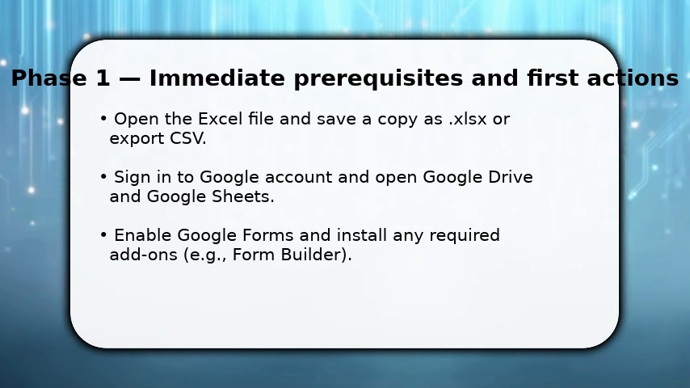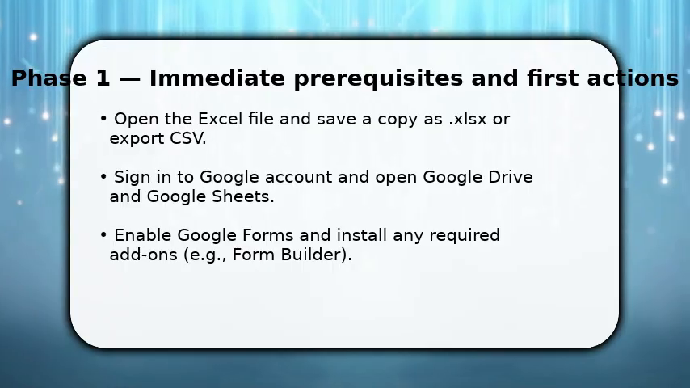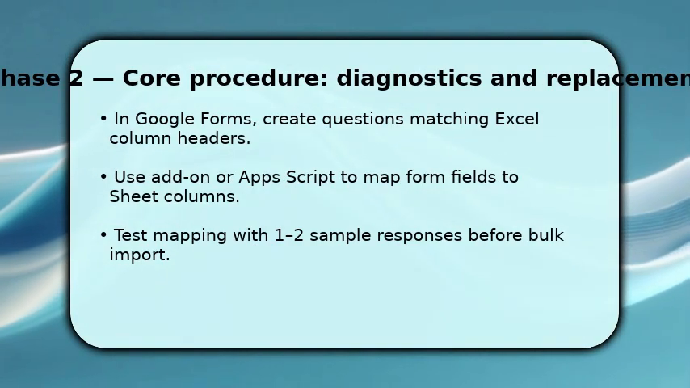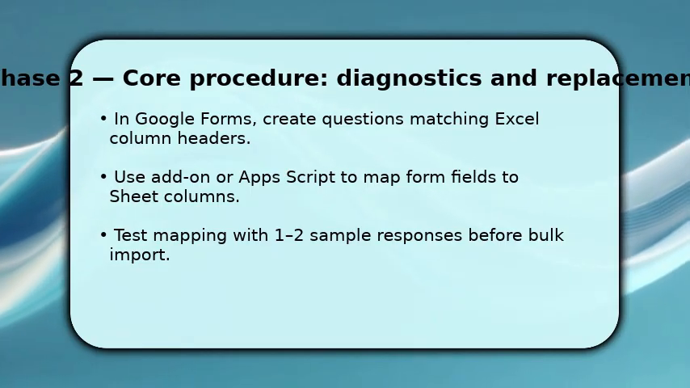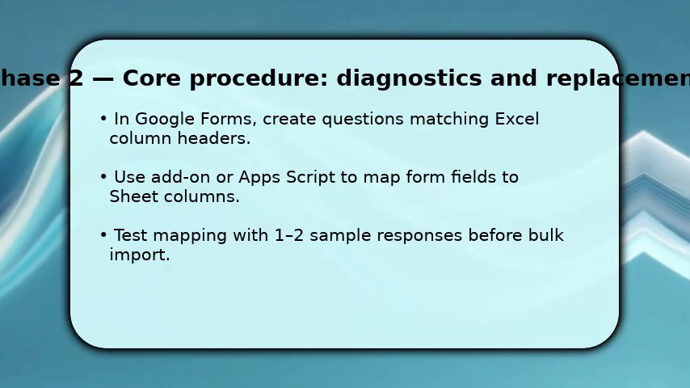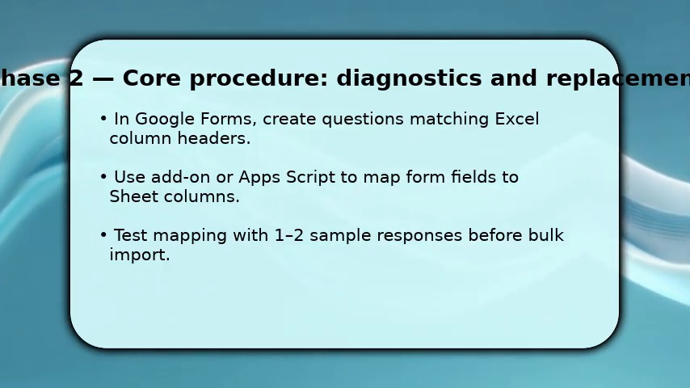Now you build the form and link fields to your sheet. In Google Forms, add questions that match your Excel column headers so data types align. Next, use your chosen add-on or a small app's script to map each form question to the corresponding sheet column. This is the crucial middle step because mapping preserves structure and validation.